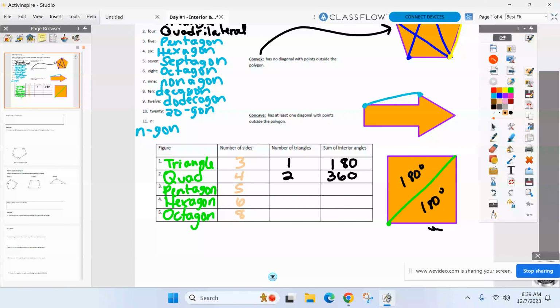And I'm going to let you and your group go on your own now. You're going to draw yourself a pentagon. Start from one vertex only. How many diagonals can I draw? And then how many triangles can be formed? And then find the sum of the interiors.